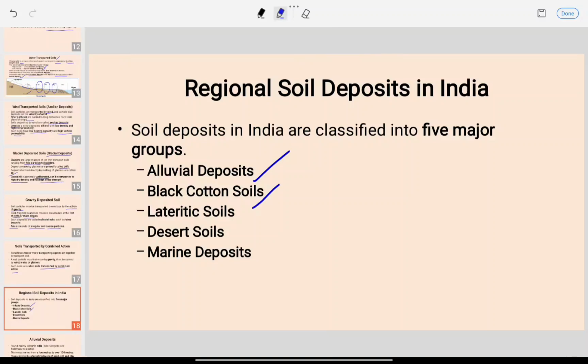It is known for its clayey nature and swelling behavior. The third one in this category is lateritic soil, which is commonly found in regions of high rainfall and temperature. The fourth one in this category is desert soil. As the name suggests, these are mainly found in arid and dry regions. And finally, we have marine deposits, which are found in coastal regions and influenced by seawater.